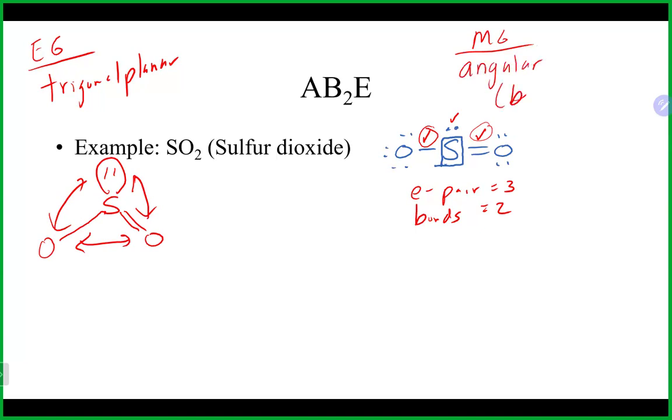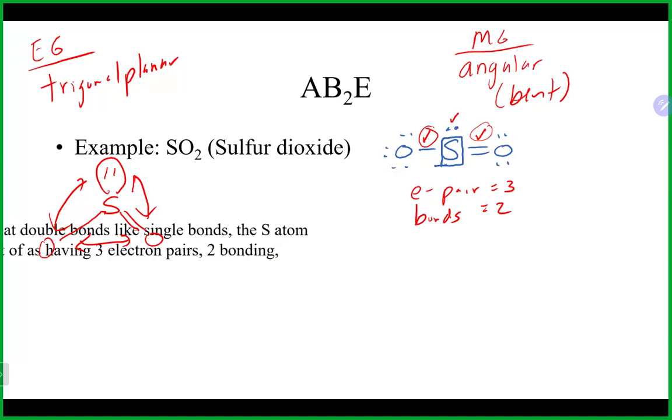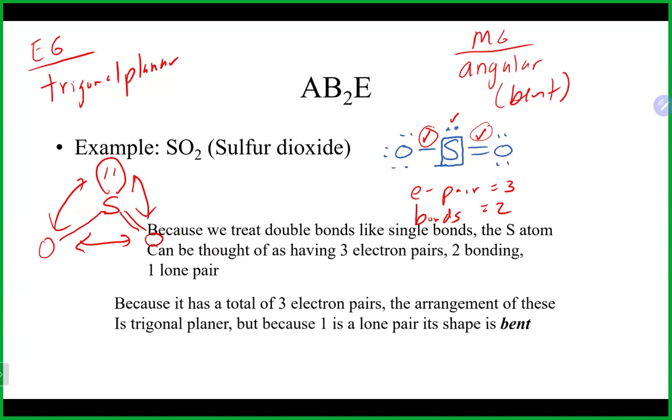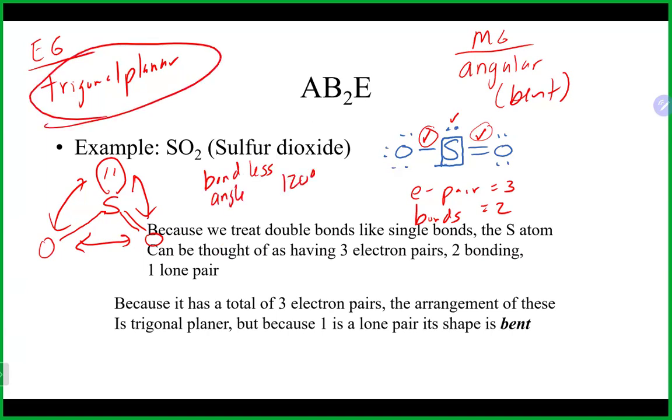Now, some people will still call this bent, and some people will call it bent angular. I'm going to go with angular because the bond angle here is a little bit different than what you'll see with bent or V-shape like in water. In this particular case, our bond angle is less than 120 degrees. The bond angle is based off trigonal planar, which is 120 degrees. Because we have the non-bonding electrons, it's able to move a little bit more, so it's a little bit less than 120 degrees. Any questions on that one?